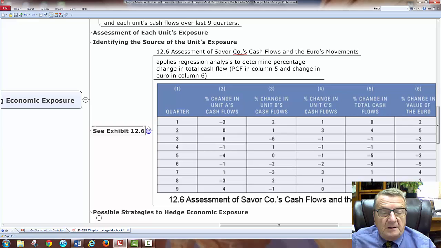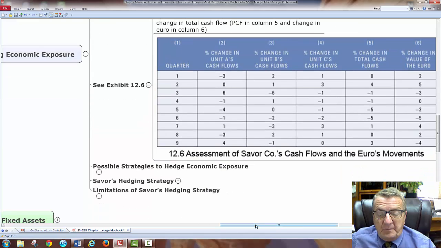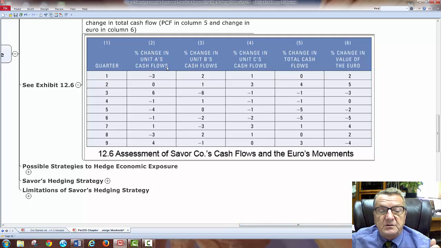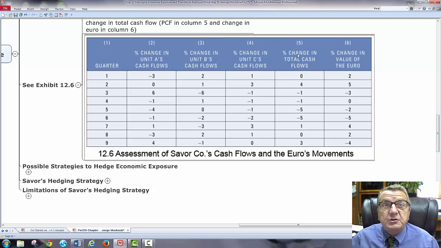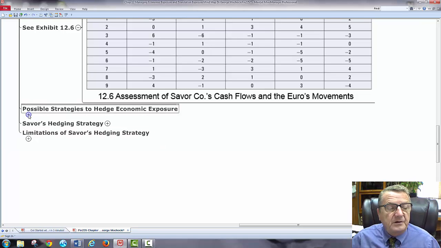Okay. And then I've got this exhibit, so you can stop it and look at the exhibit if you have it, the change in the units' cash flows. Units A, B, C, D, different units' cash flows. Make sure you look at the change in total cash flows for the total MMC, multinational corporation, and then the change in the value of the euro. There are little hints in there. Remember, you'll go back and look at the chart, get your first impression of what you think, and then you go back into your teams and start discussing it.